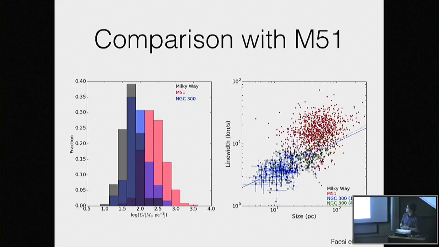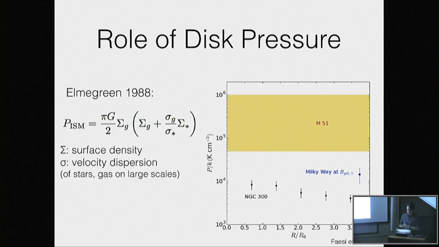And this isn't an effect of resolution. I've just now added green points here, which are what happens when you take our data at 10 parsec resolution and smooth it to the resolution of M51, which is 40 parsecs. And the relation holds even at larger scales, and the offset persists. So there must be something else going on.